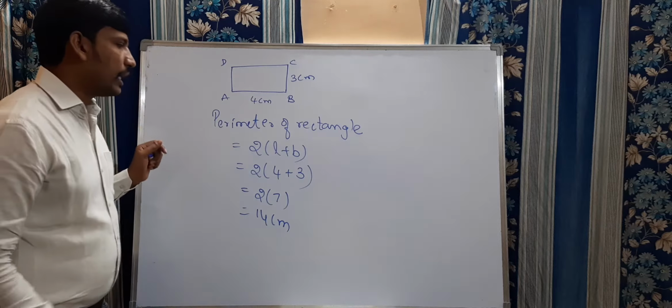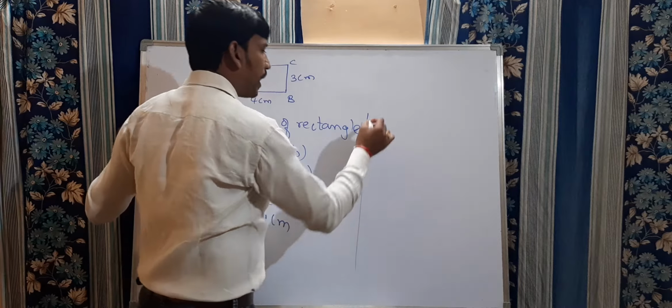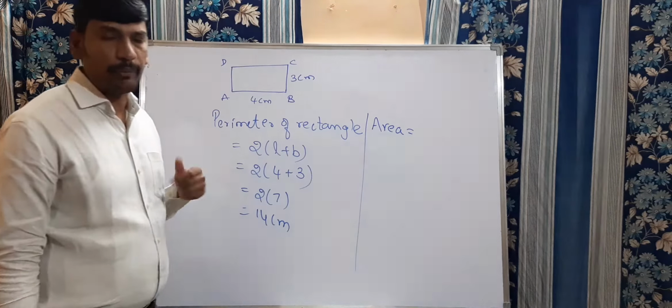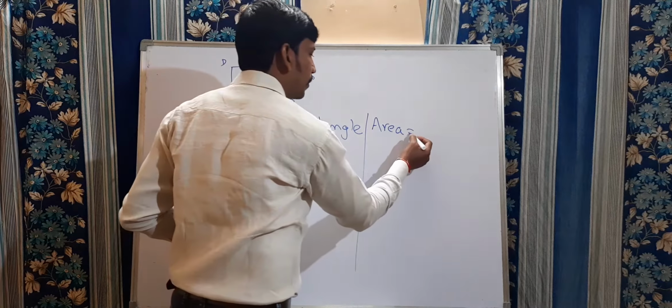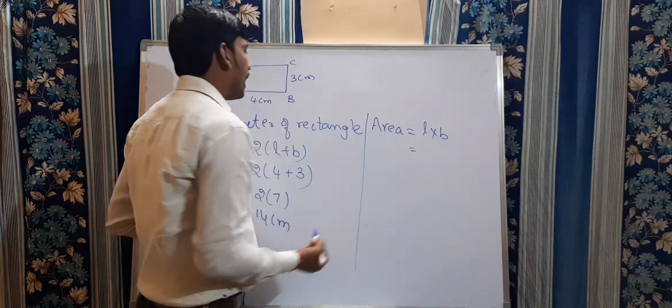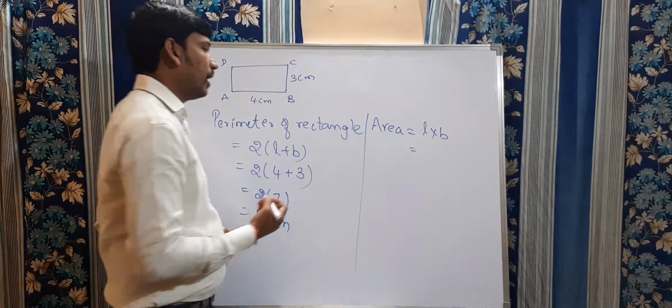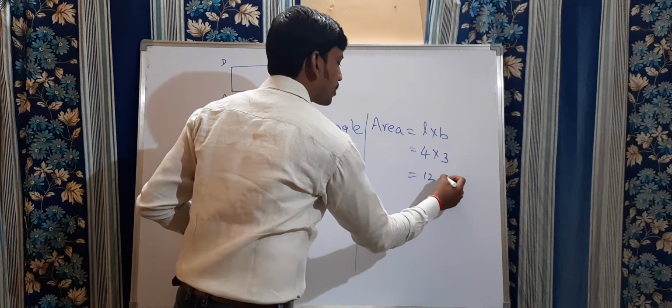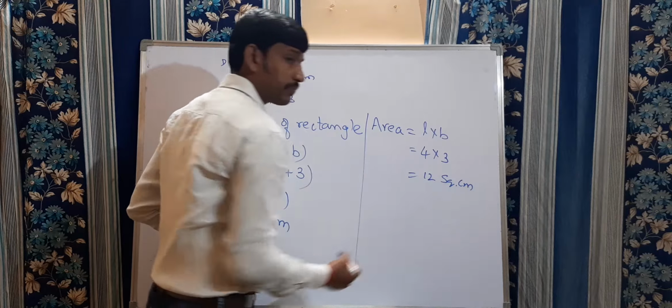Clear? Then obviously we can find the area of the rectangle also. How to find the area of rectangle? We know length and breadth. Area of rectangle is equal to L into B, right? Now you just substitute the L value and B value in that formula, you will get the value. 4 into 3, which is equal to 12 square centimeters.